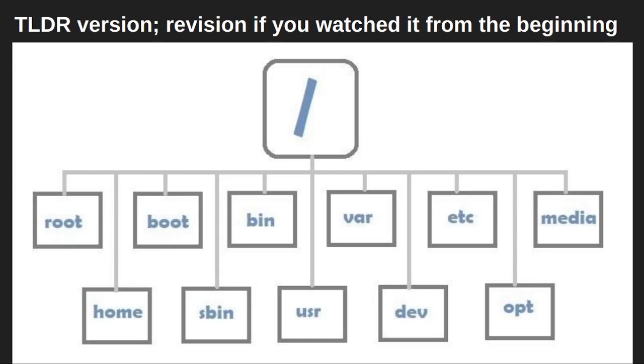So this is the list for revision, where we can see all the directories listed here. In a tree-like fashion, we can see the root directory, the boot directory, the var directory, etc directory, media directory, home directory, bin directory, usr directory, dev directory, opt directory. You can actually pause the video and try to remember what are the functions of each directory.